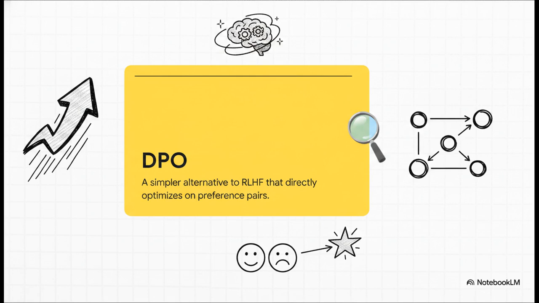Today, DPO, Direct Preference Optimization, is the new standard. It's this brilliant simplification from 2023 that entirely skips that middleman reward model step. It just directly optimizes on preference pairs. This makes it so much easier and way cheaper to train compared to the older RLHF methods.